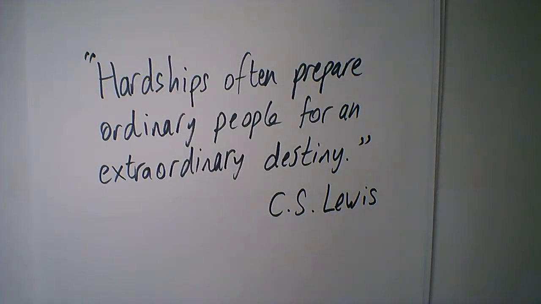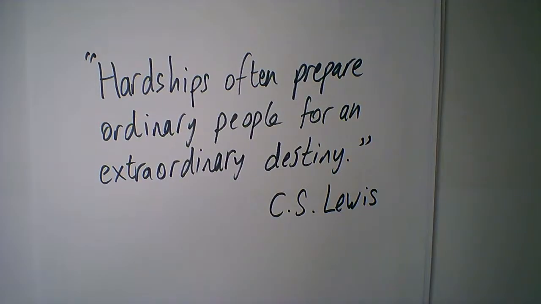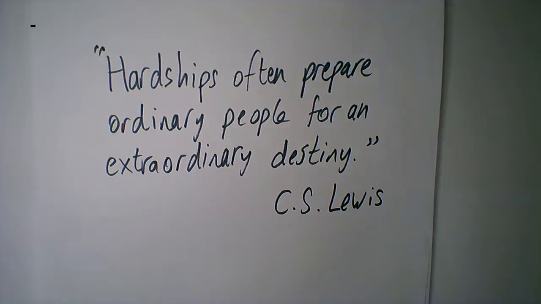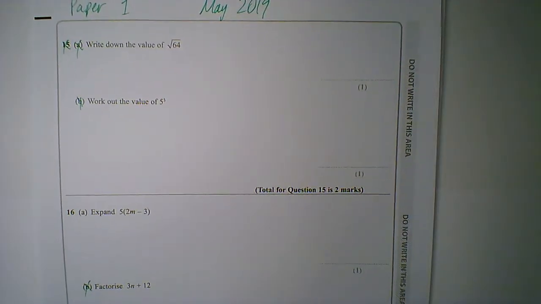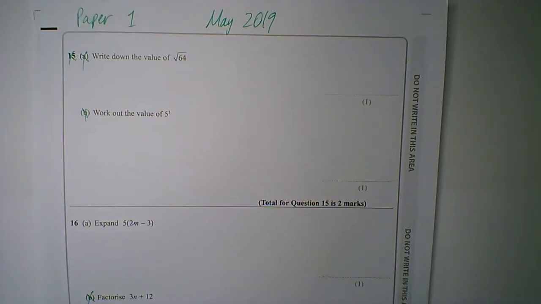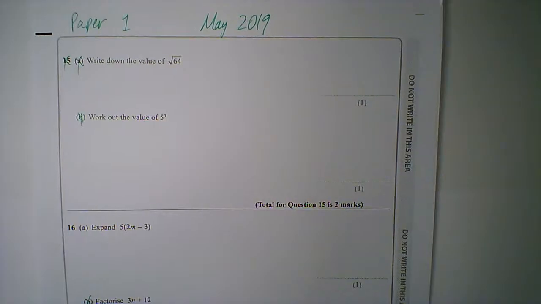Now, here's a little quote I came across. Hardships often prepare ordinary people for an extraordinary destiny, by C.S. Lewis. So everybody goes through hardships, and it's preparing us for something later on in life. GCSEs are a time when we're struggling, working hard, going through a lot of stress, but this will help us when we are older, because stress doesn't disappear. It's all about managing the stress.